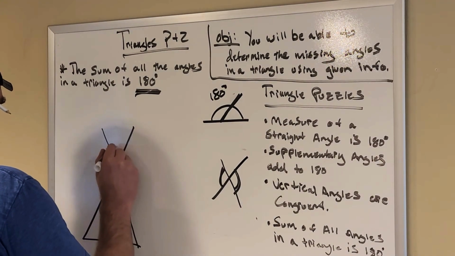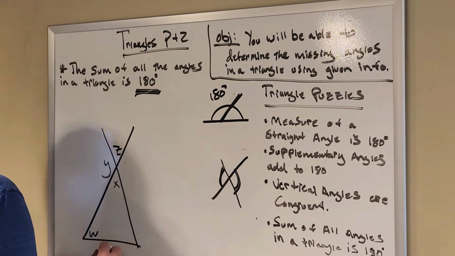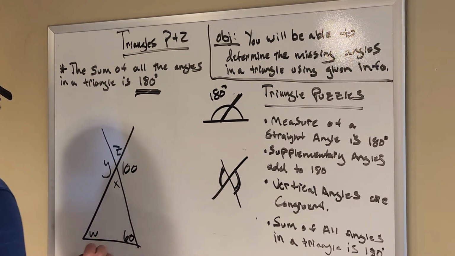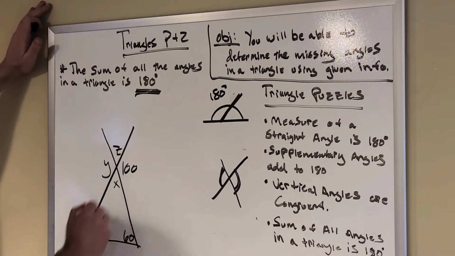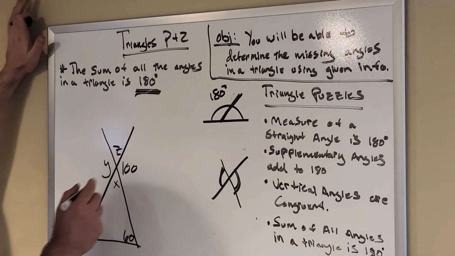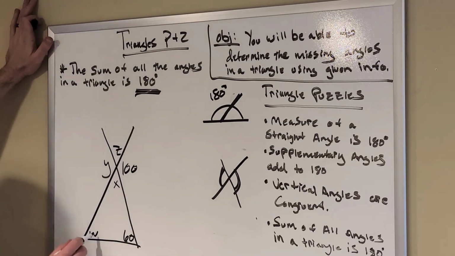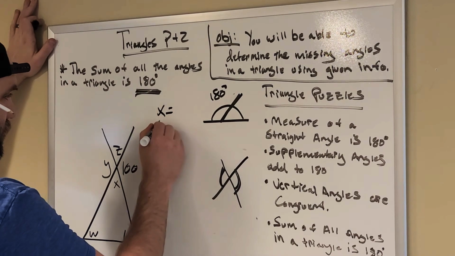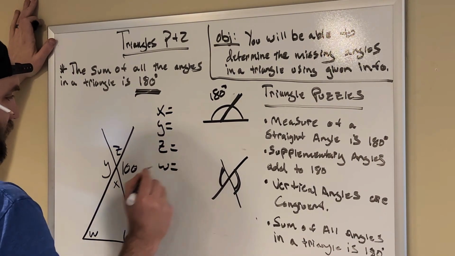X, Y, Z, W, 100, and then this is 60. Okay, here we go. I have my triangle in here, and then that kind of extends, and I have an X, a Y, a Z, and then I know I have 100 over here. I'm looking for all my variables. So I'm looking for X equals, Y equals, Z equals, W equals.